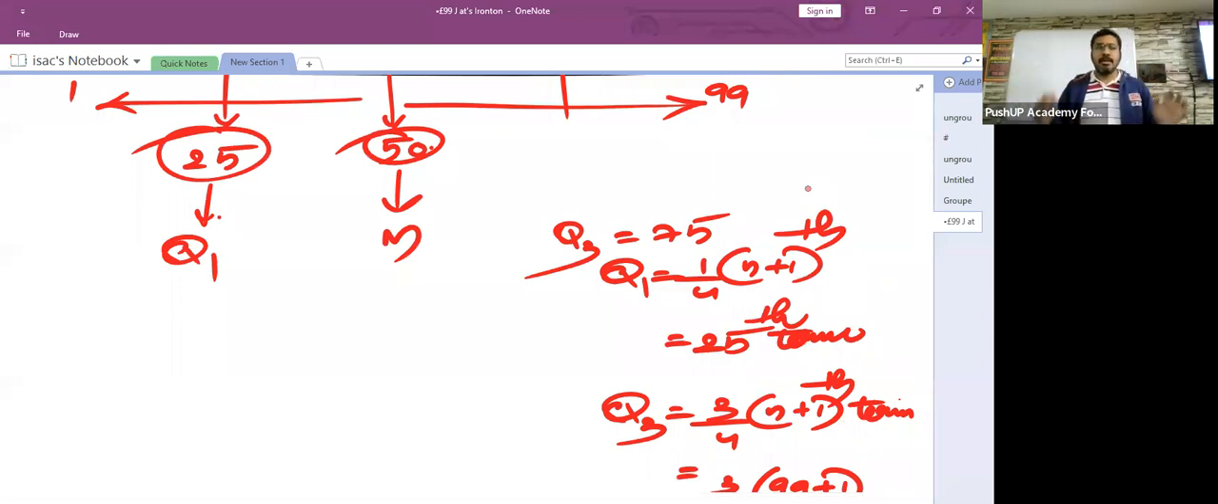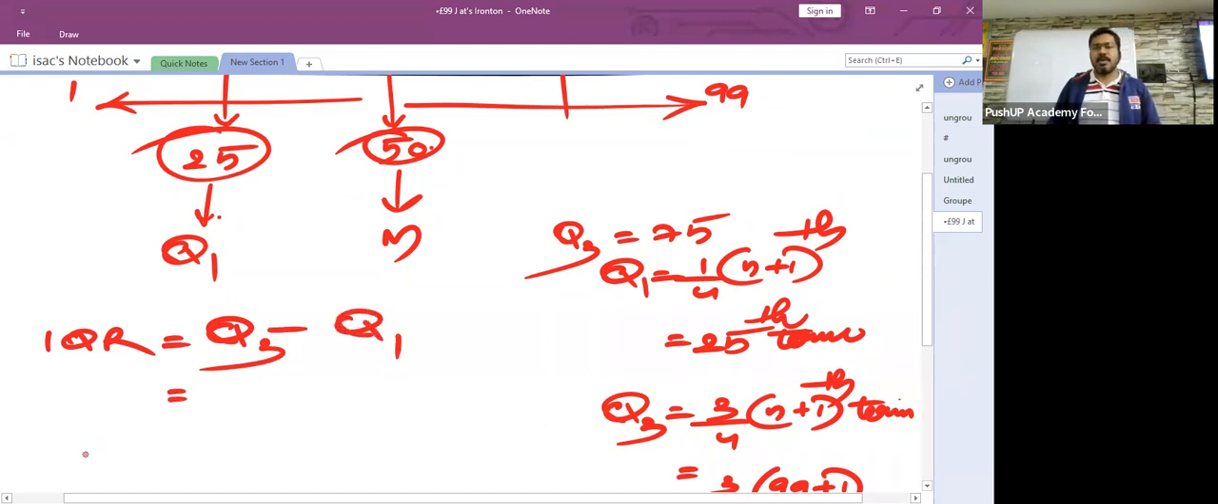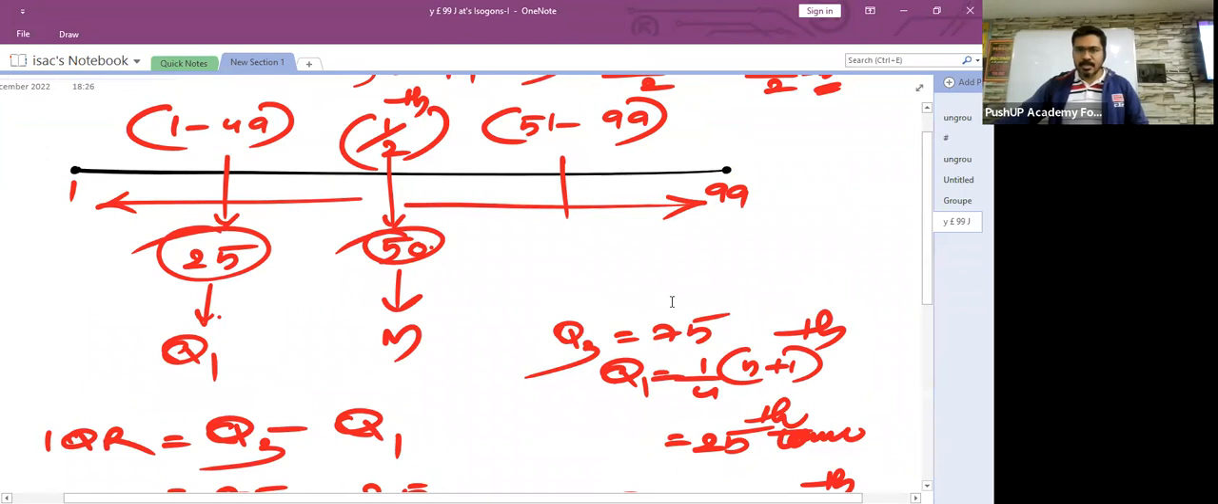Clear for everyone? And when they ask you to find the interquartile range, IQR, it is the difference between upper quartile and lower quartile, which is equal to 75 minus 25. And that is equal to 50. In this particular scenario, the IQR will be 50. Will you be able to memorize this part? The number line which I drew, and I showed you Q1, M, and Q3. Milan, Alvin, clear? Online students, clear?